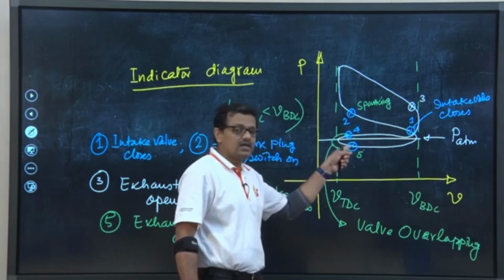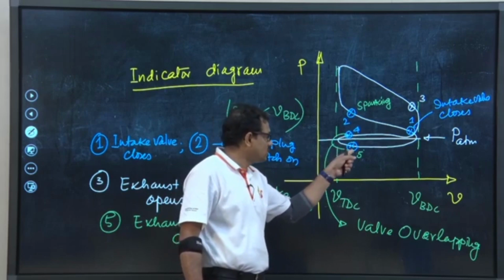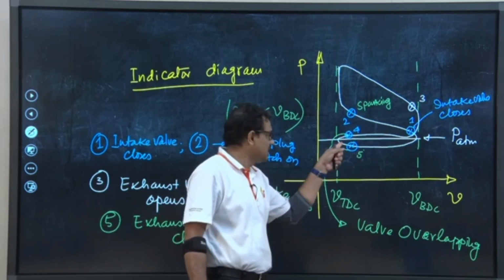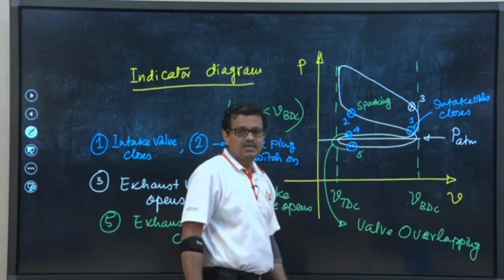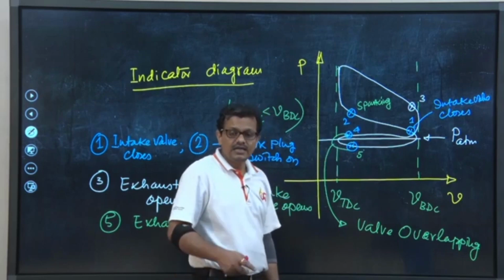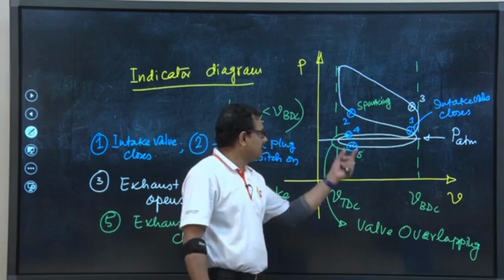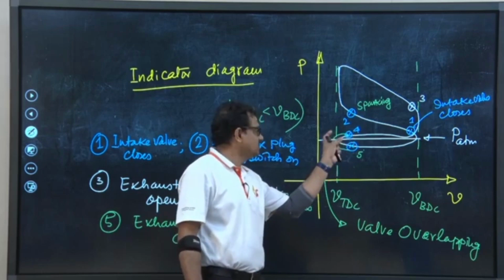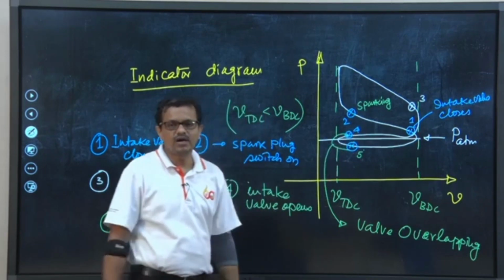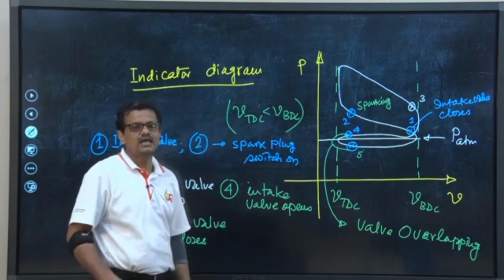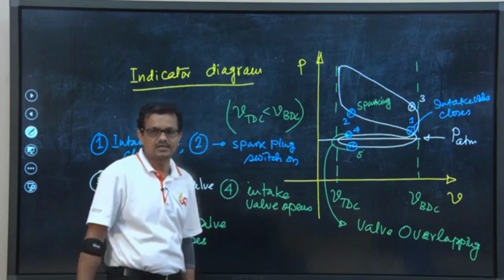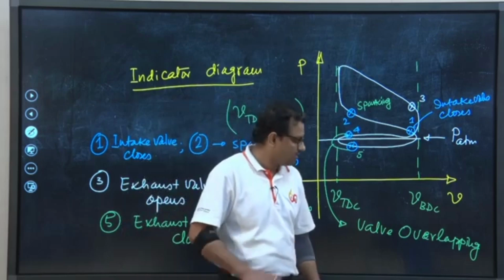And that is why we are not closing the exhaust valve exactly at TDC. Instead, we are allowing the exhaust valve to close at 5, that is a little away from TDC during the intake stroke of the next cycle, and in this particular zone both valves are remaining open, as if two valves are overlapping each other. So, that is called valve overlapping.